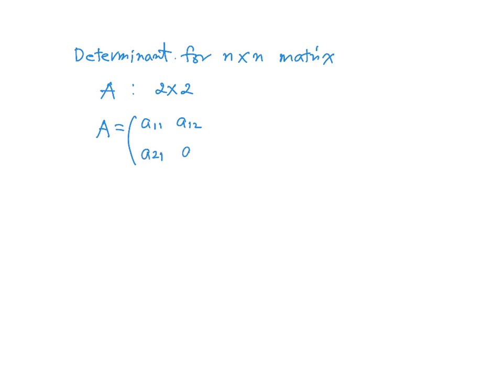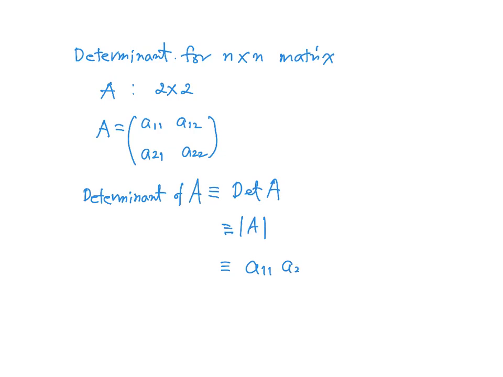A21, A22. So the determinant of A is written sometimes this way, or sometimes this way. Either way is fine. This notation is defined as A11, A22 minus A12, A21.